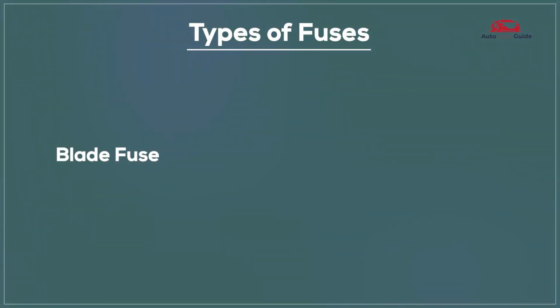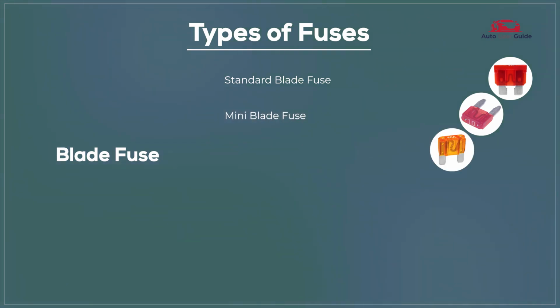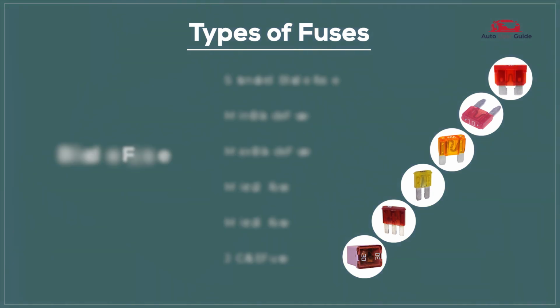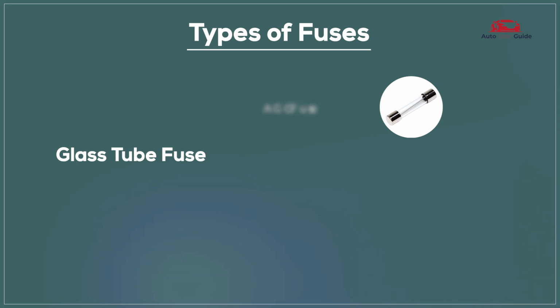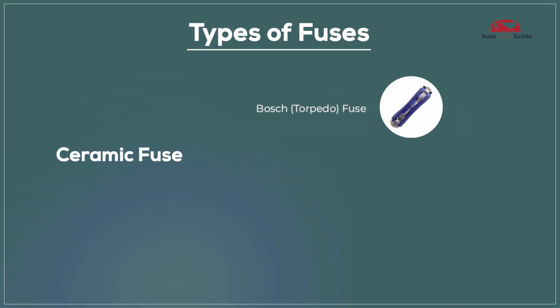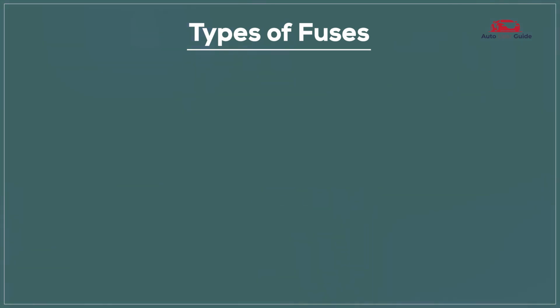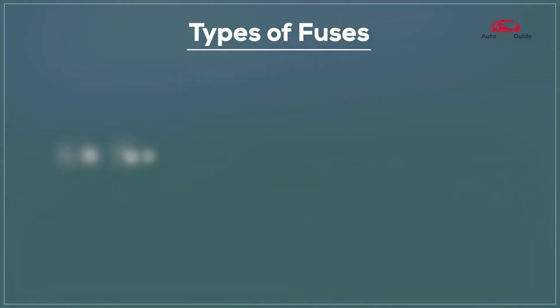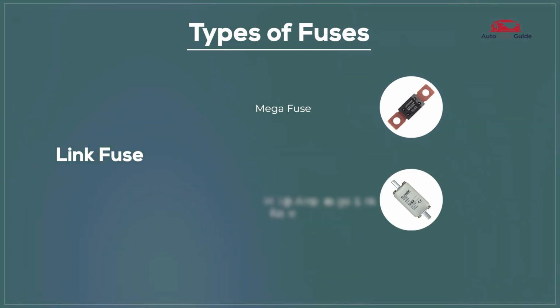Types of fuses: blade fuse, standard blade fuse, mini blade fuse, maxi blade fuse, micro 2 fuse, micro 3 fuse, J-case fuse. Glass tube fuse, AGC fuse, SFE fuse. Ceramic fuse, Bosch fuse, DIN fuse. PAL fuse, low profile fuse, standard PAL fuse. Link fuse, mega fuse, high amperage link fuse.